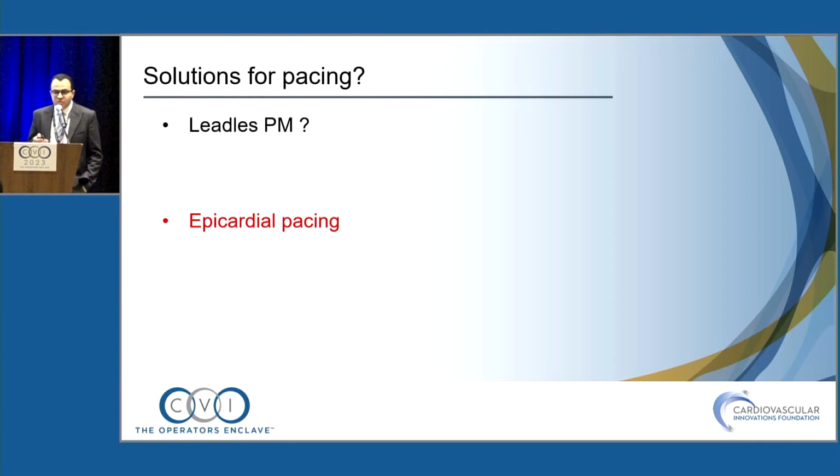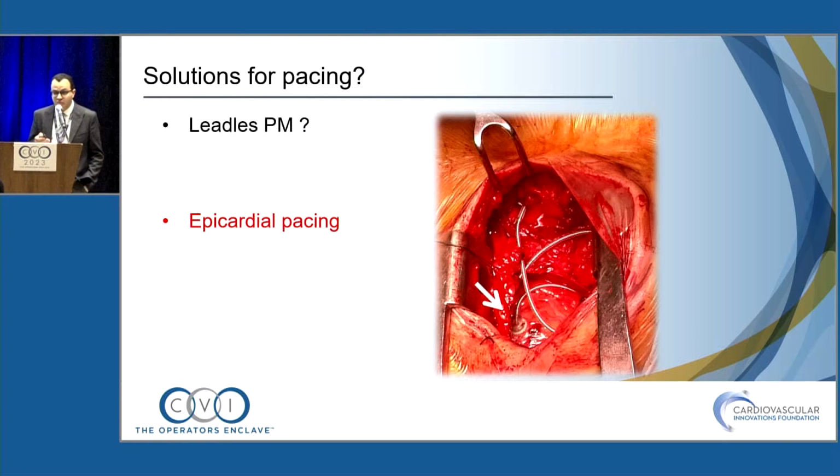So back to the main problem. This patient needs a permanent pacemaker. How do we insert a permanent pacemaker in this difficult anatomy? We were left with two options: either a leadless micro pacemaker, not available in my center at that time, or epicardial pacing through a limited lower thoracotomy incision, and that's what we did.